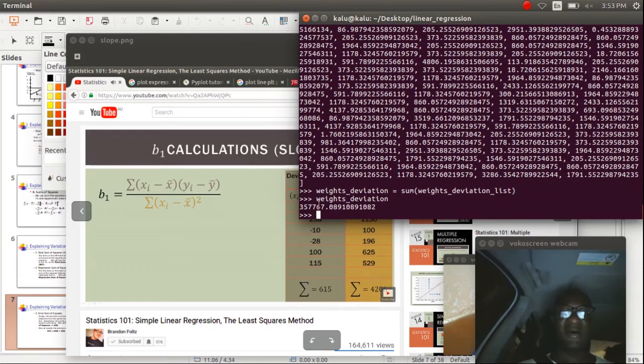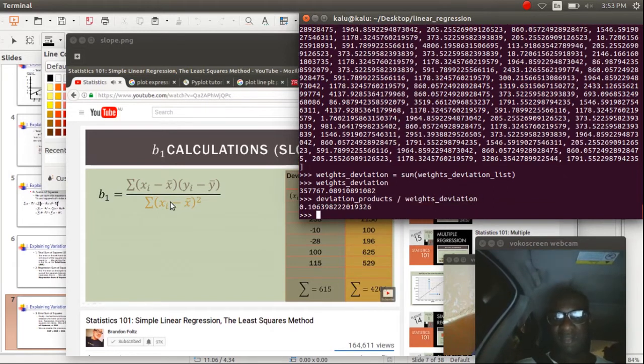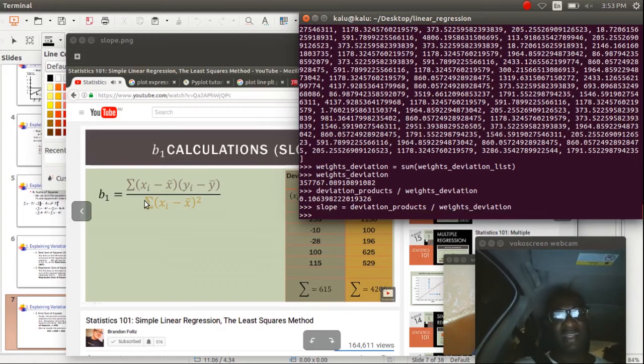So check that out. At the end, in order to get the slope, which is all that we're trying to do, we want to get this right here: the products of the deviations divided by the weights deviation. So where is that products of deviation? Deviation products divided by weights deviation. And that is our slope, ladies and gentlemen. So let's go ahead and write that. Slope equals that.